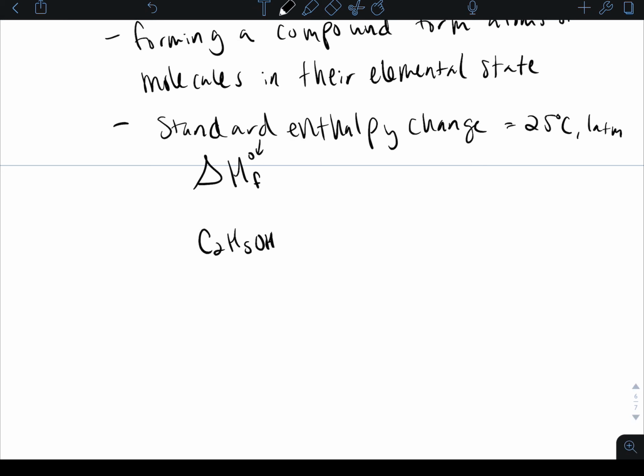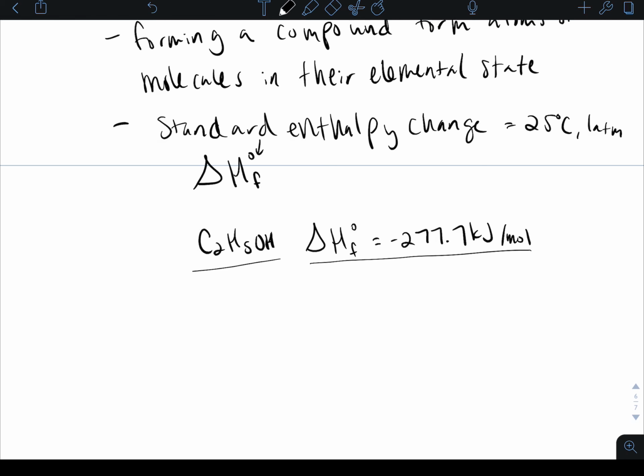Okay? So let's say we want to form C2H5OH. So this, if we look in a table, this would be a value that would be given in a table, we get negative 277.7 kilojoules per mole of ethanol that's produced. So what we see is this is our heat of formation for this substance. This is how much energy is released when we form ethanol.